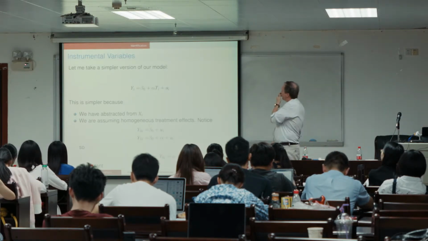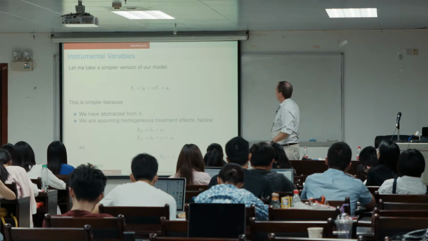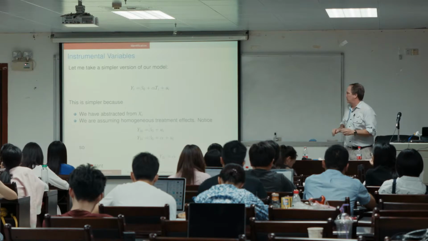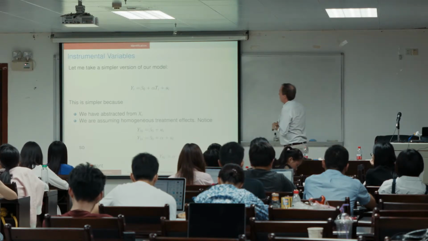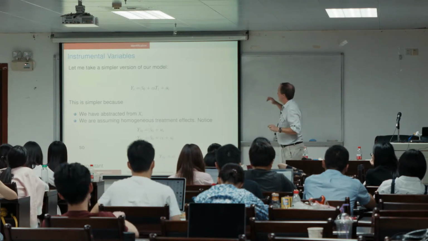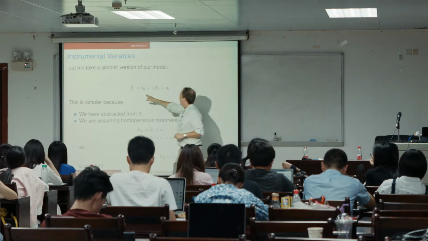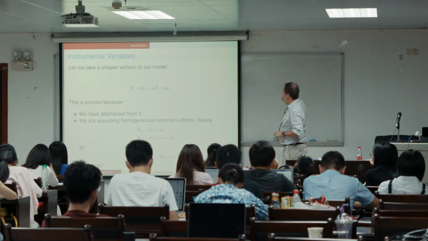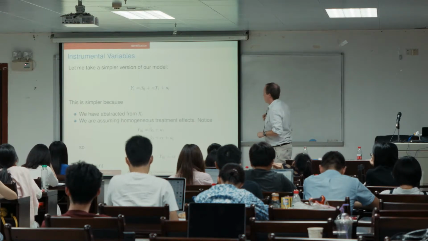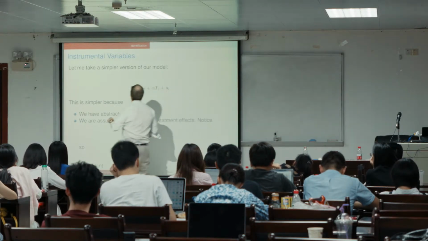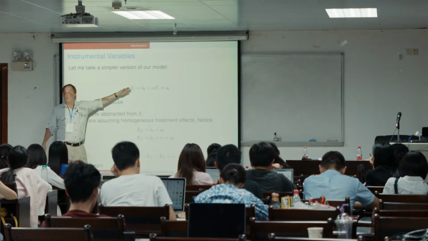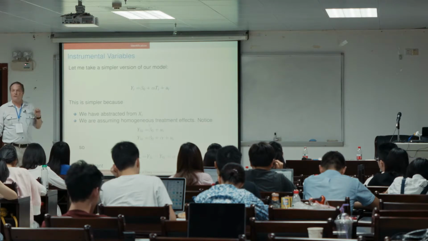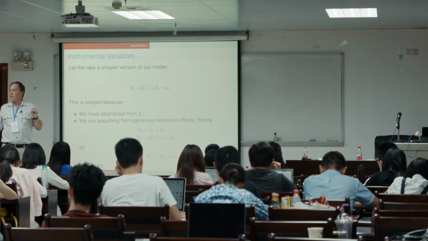Okay, instrumental variables. To think about instrumental variables, let me take a simple version of the model. We'll go to a more complicated version later. Let me think about a model where I can write y_i is beta naught plus alpha t_i plus u_i. And this model is simpler for two different reasons. The first reason is that I've abstracted away from x, so there's no x in the model. The other reason is that I've assumed the treatment effect is homogeneous.